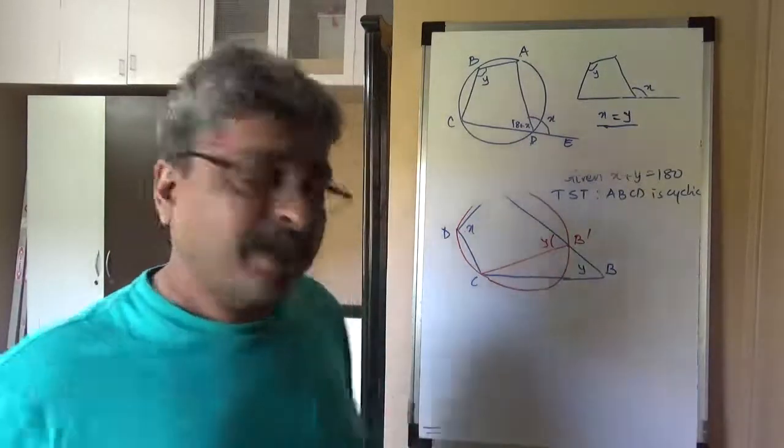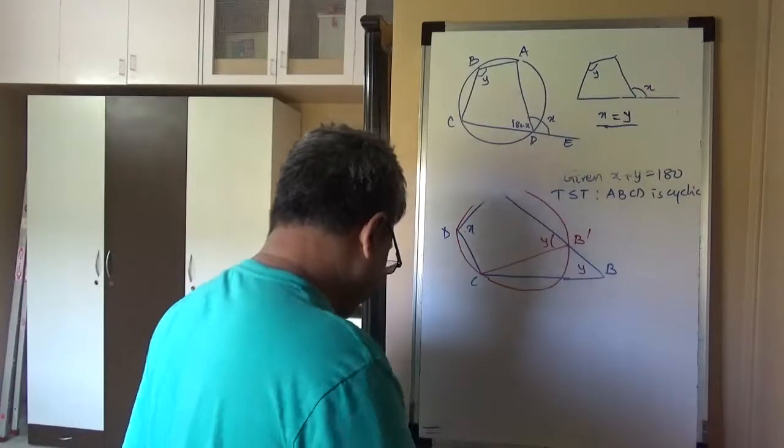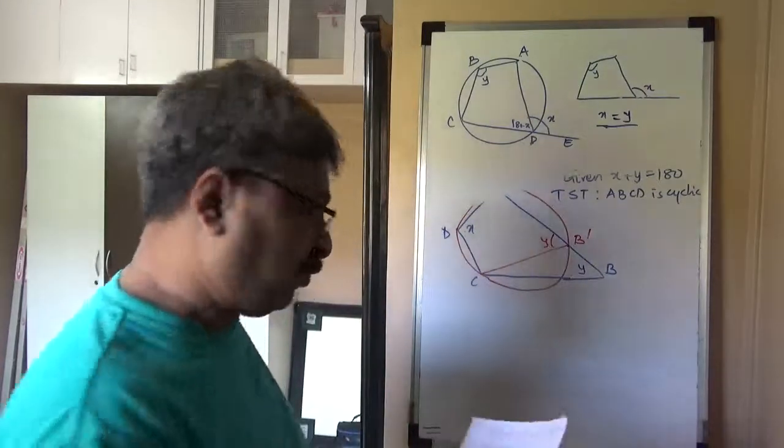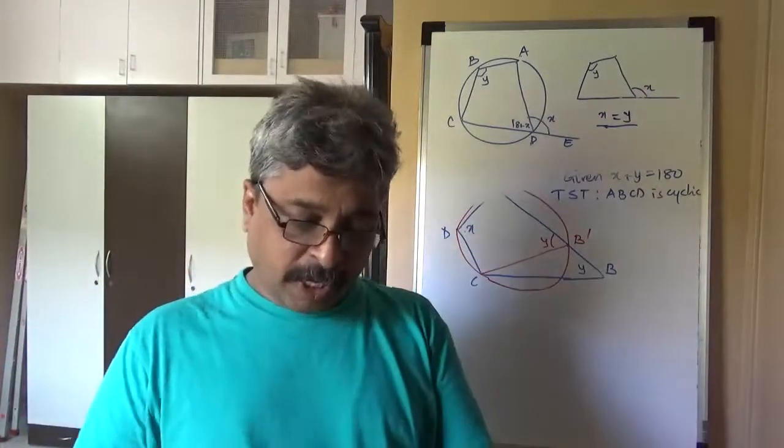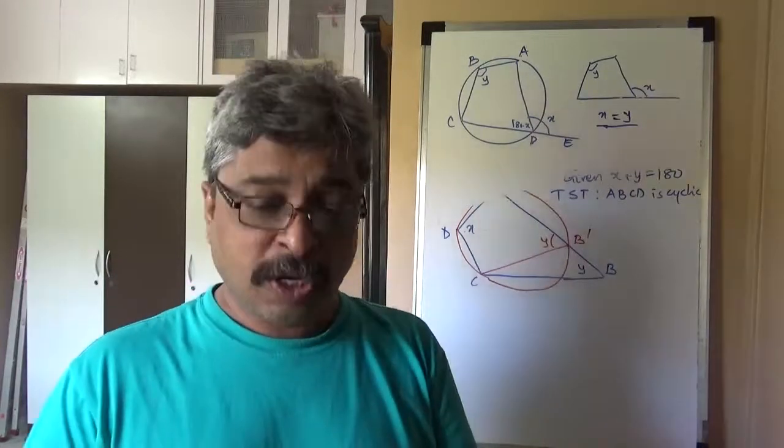So these are all theorems related to cyclic quadrilateral in lecture number 44. There are 4 problems which you solve.